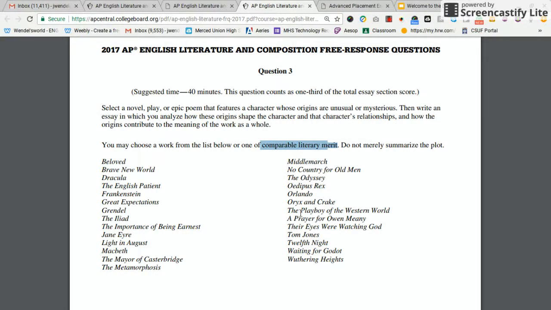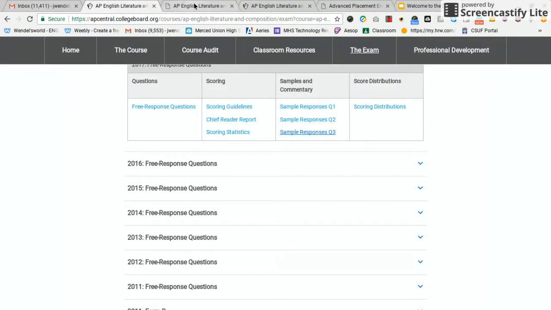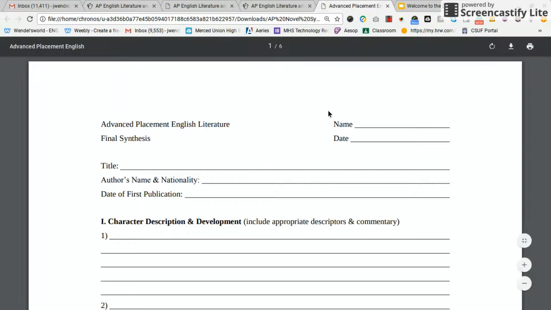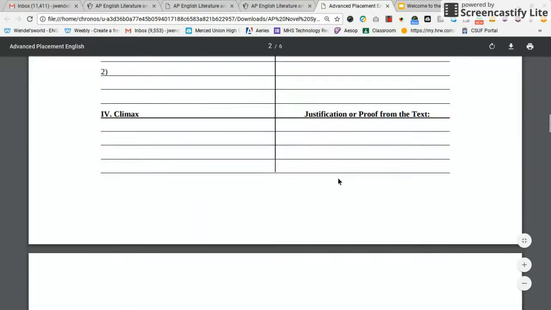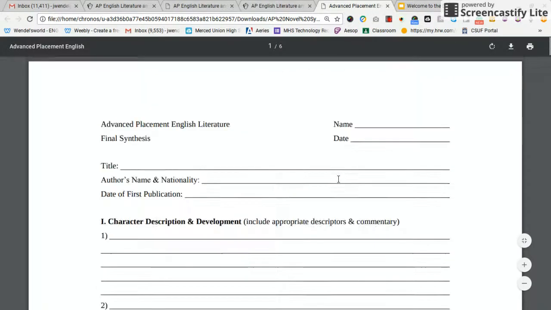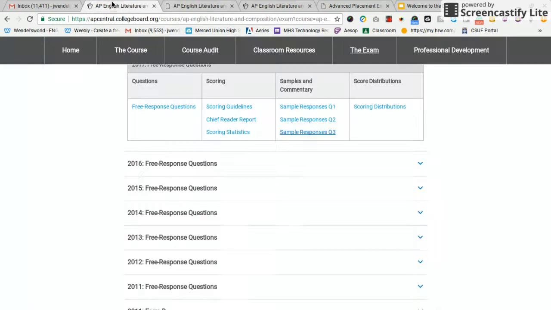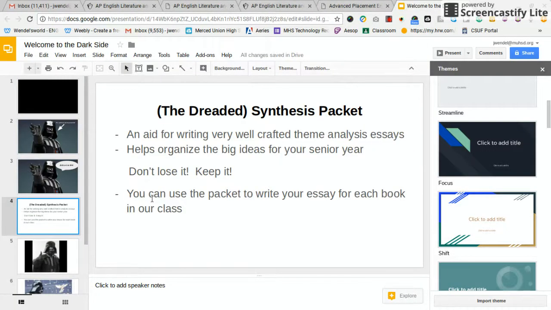So what we've done in the English department is develop an actual packet that you should have here to help you remember, because oftentimes you forget all those great things you read by the time you're a senior. So I want to talk a little about this packet and how to complete it, when it's due, all that good stuff. So real quick, you can use this packet.